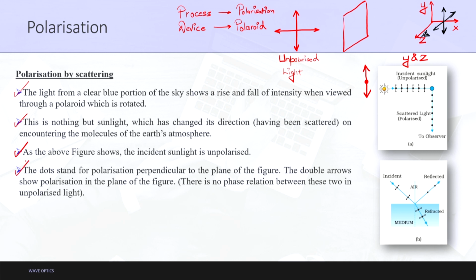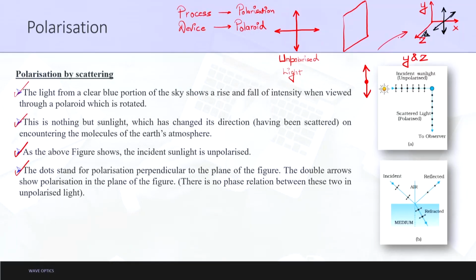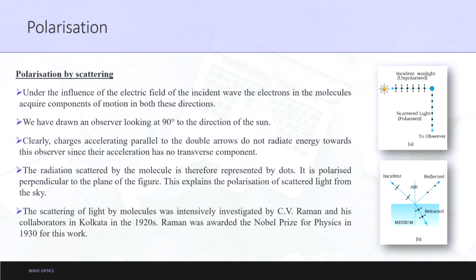So the final conclusion of this statement was, after the incident light is captured, it was viewed that it is a combination of both a y polarized wave also and a z polarized wave also, assuming that we are taking this coordinate system into picture. Okay. Let us move on to the next point now. Under the influence of the electric field of the incident wave, the electrons in the molecules acquire components of motion in both these directions, quite evident. Because of the electric field, it does not vary such that in the atmosphere it is only available in the y direction or x direction or z direction.